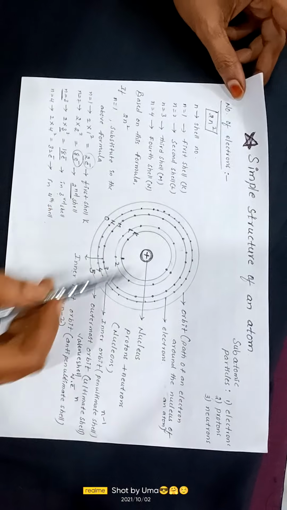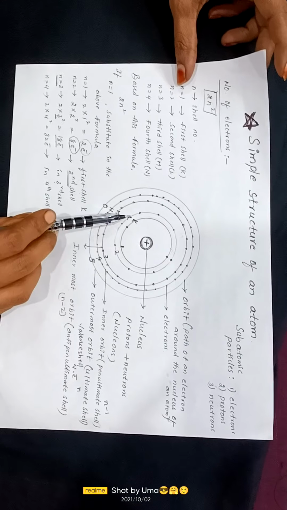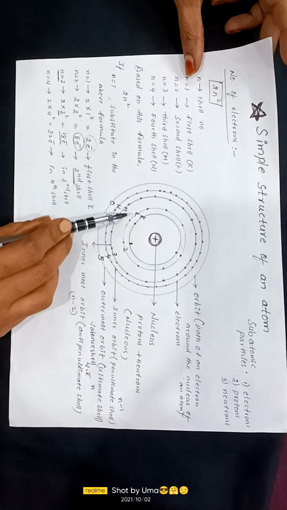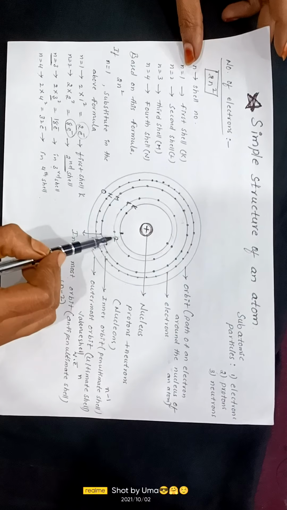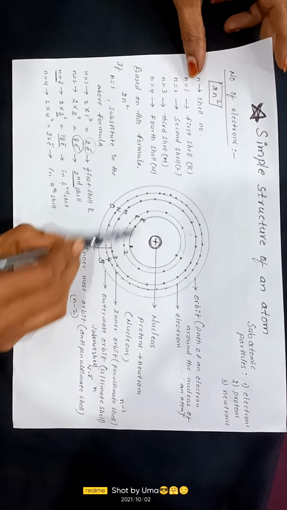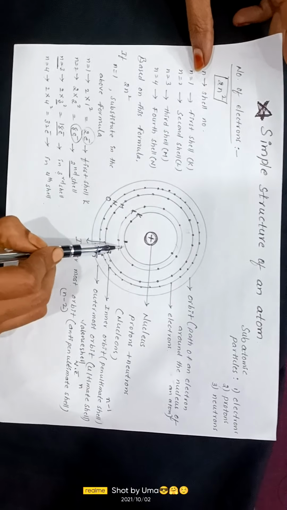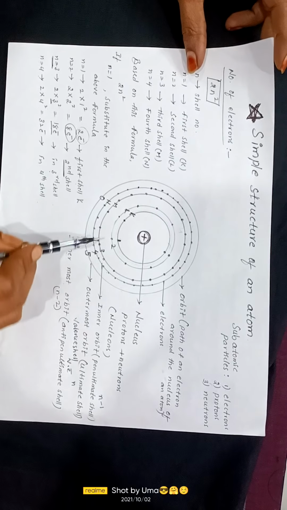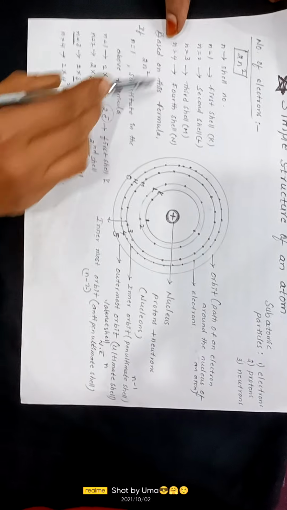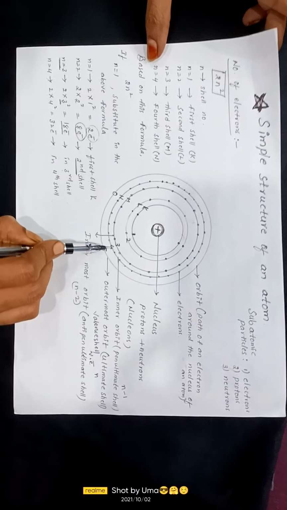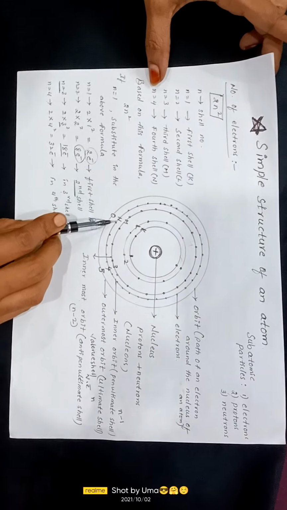Here n equal to 1 means the K shell. If n equal to 2, it means the L shell. So here n represents the shell number. n equal to 1 means K shell or first shell. n equal to 2 means second shell or L shell. n equal to 3 means third shell or M shell. If n equal to 4, it means fourth shell or N shell.